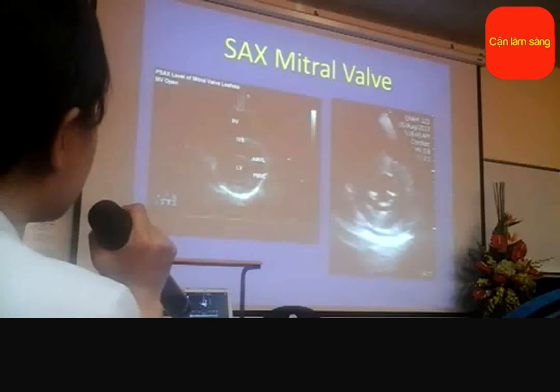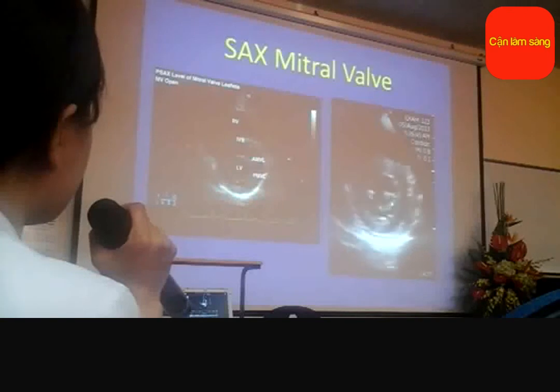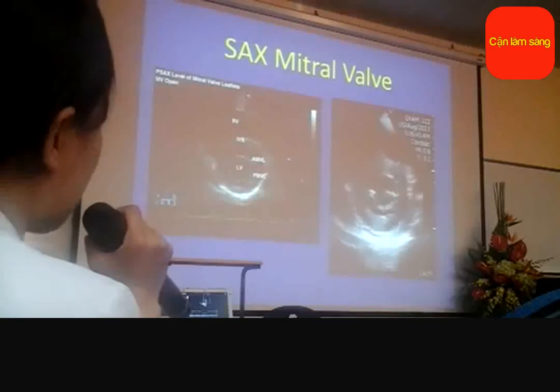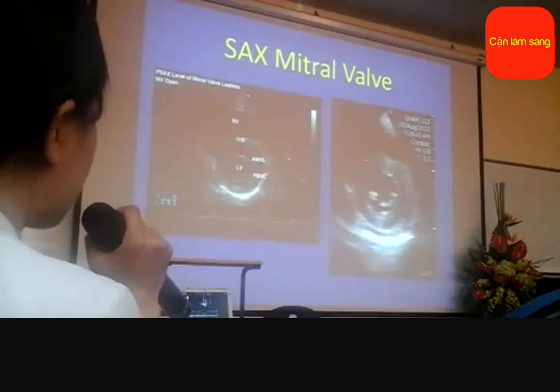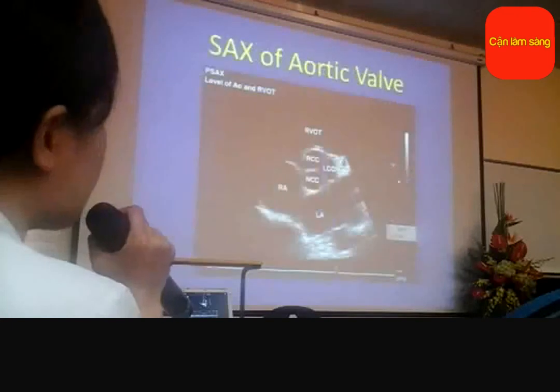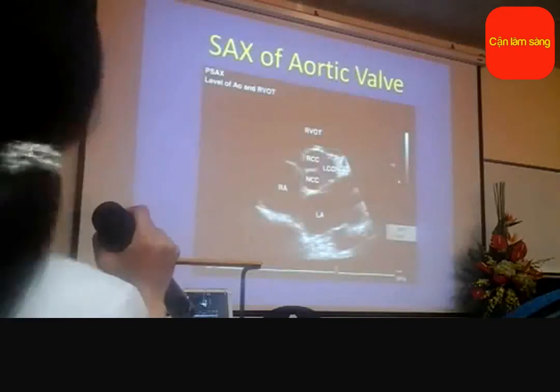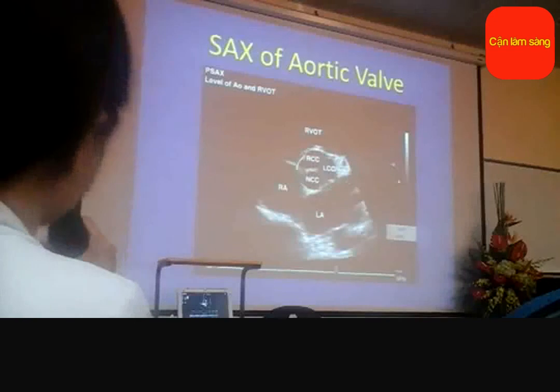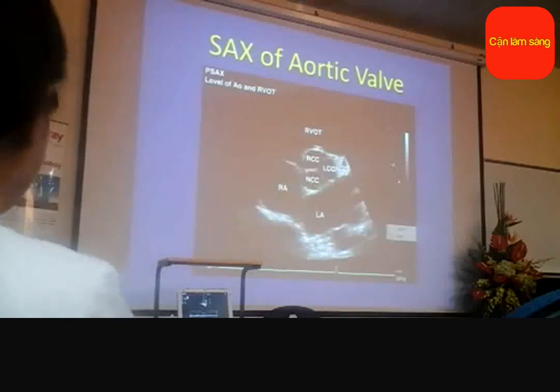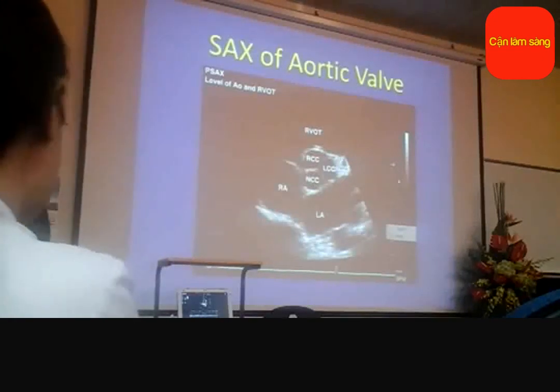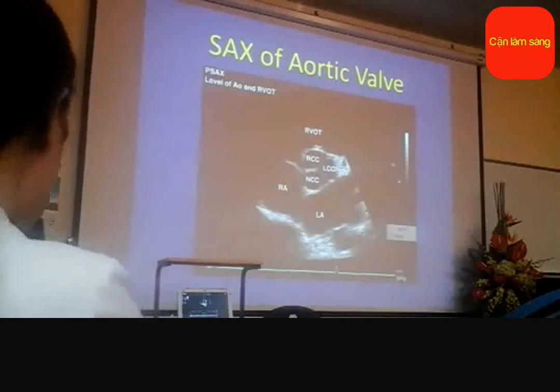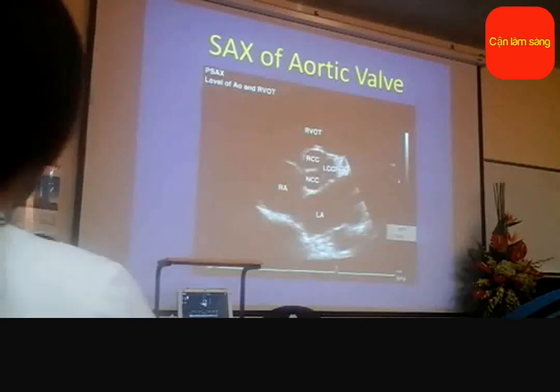And in this view, of course, the anterior leaflet is on top, and this is the posterior leaflet. And as we angle up more superior, we start seeing the short axis of the aortic valve. Ở mặt cắt phía bên trên này, ta nhìn thấy van động mạch chủ.